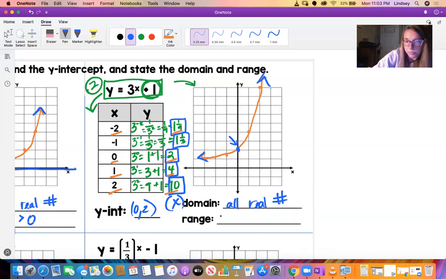Then we have our range, which is our y values. Once again, it does not go below this line, but even more than that, our first point was right here, which was 1 and 1/9. So technically our graph doesn't go below this 1. And then it just goes on and on forever above that. So this time it's y is greater than 1.